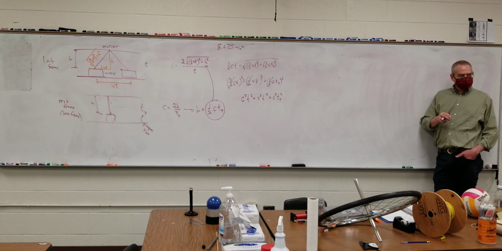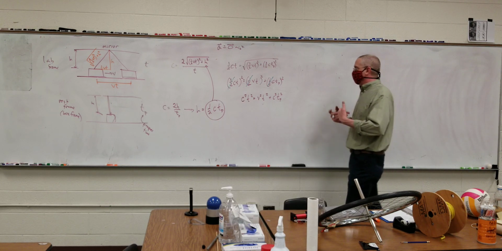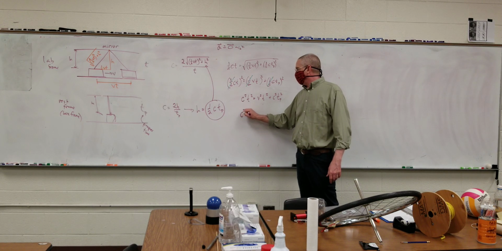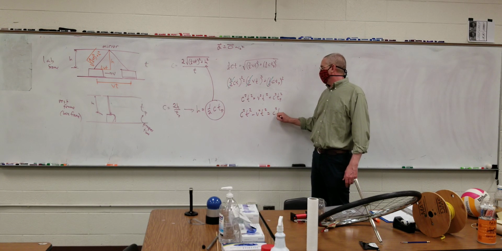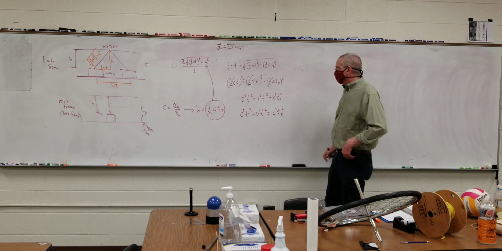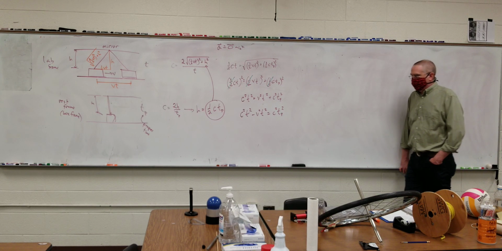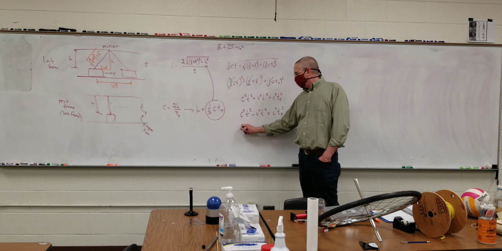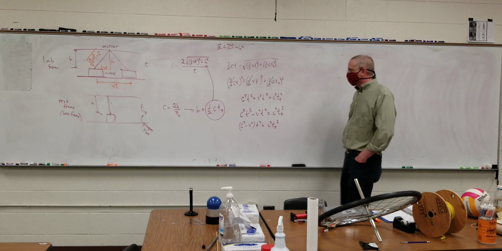So I'm trying to find a relationship between T and TP. Let's get all the terms with T on one side and all the terms with the proper time on the other. So I have C squared T squared minus V squared T squared is equal to C squared TP squared. Factor out the T squared. So I have C squared minus V squared times T squared is equal to C squared TP squared.